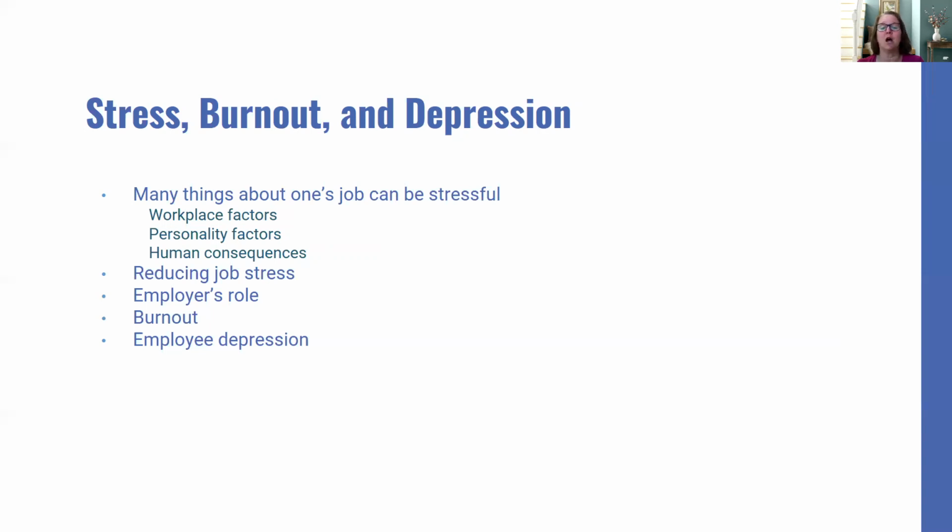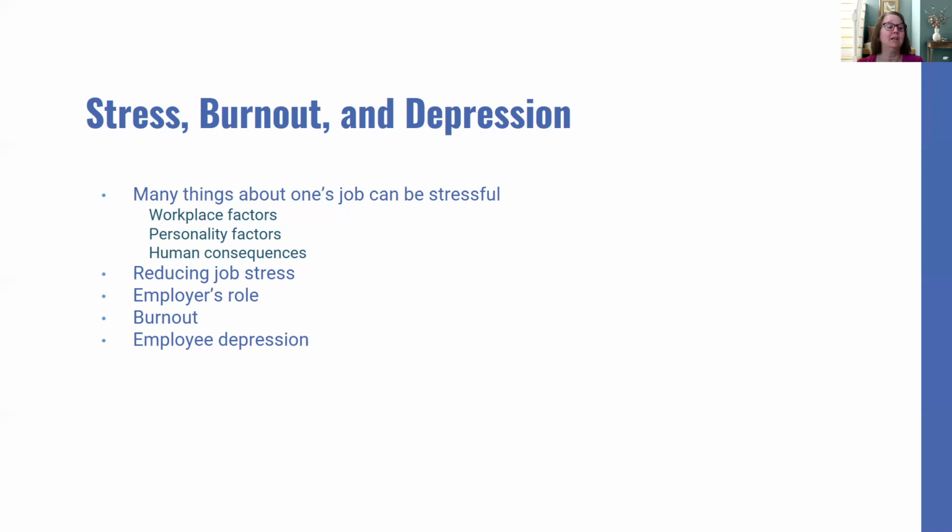So reducing job stress, there's a lot of ways to do this. Getting more sleep, biofeedback, and meditation are things that people talk about, but finding a more suitable job, getting counseling, planning and organizing each day are other options. Employers and supervisors play a role in reducing stress as well.